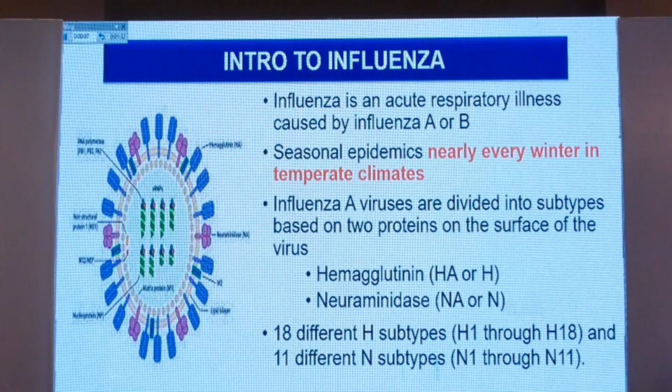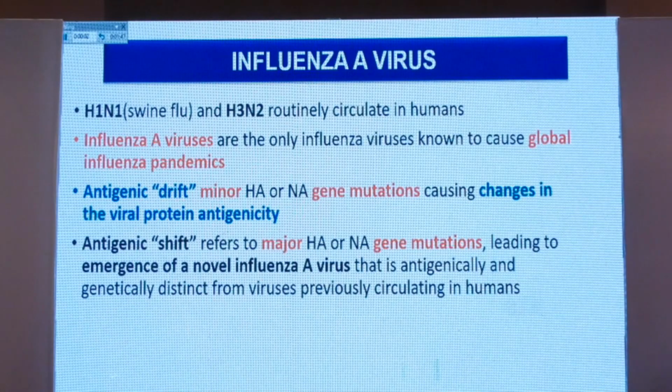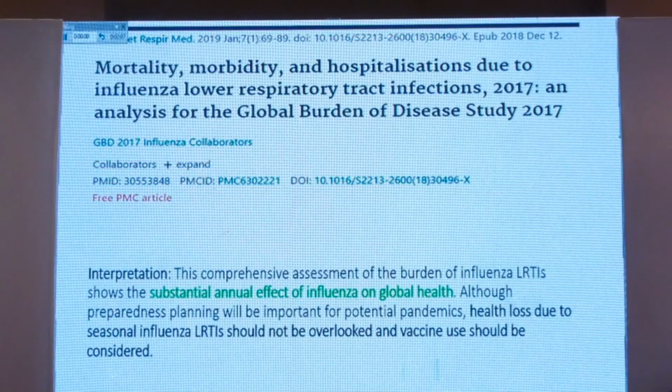is a seasonal epidemic. These viruses are basically classified on the basis of neuraminidase and hemagglutinin, which are present on the surface. There are 18 different types of hemagglutinin and 11 neuraminidase. We know H1N1, the swine flu, and H3N2, which commonly circulate in humans. These influenza A viruses are primarily responsible for the global epidemics. The phenomena of antigenic drift and antigenic shift are basically a change in the viral protein antigenicity, as well as the emergence of a novel influenza A virus infection, respectively.